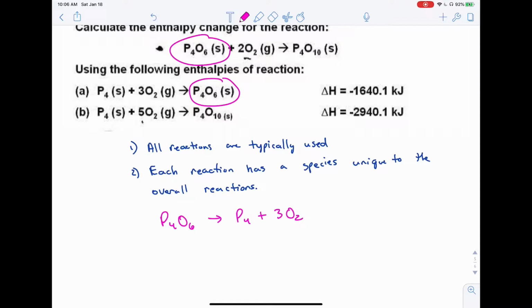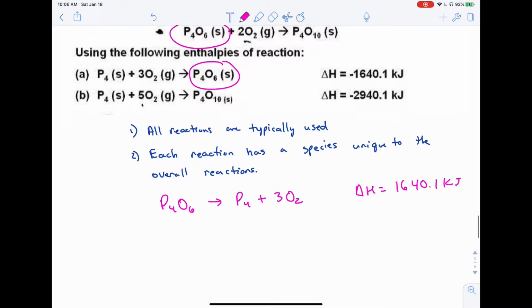Okay, and I really encourage you to rewrite the reactions out. It helps you cancel things out, helps you visually see it. So every time I do Hess's Law, I generally rewrite the reaction the way I'm manipulating the values. So therefore, this delta H is equal to 1640.1. And that way I can see, okay, I reversed it, so the sign of delta H reverses as well.